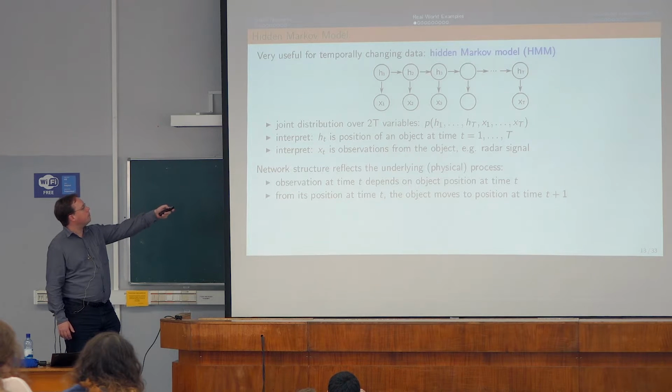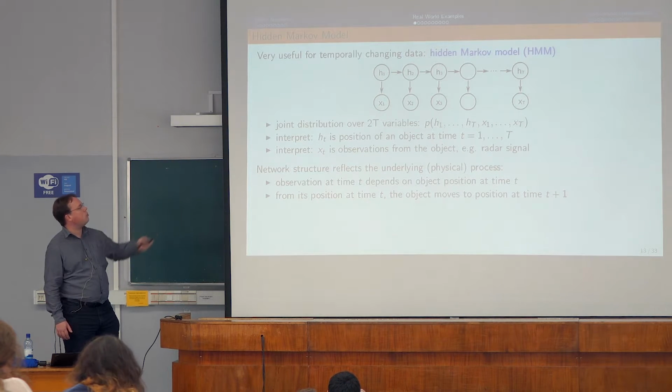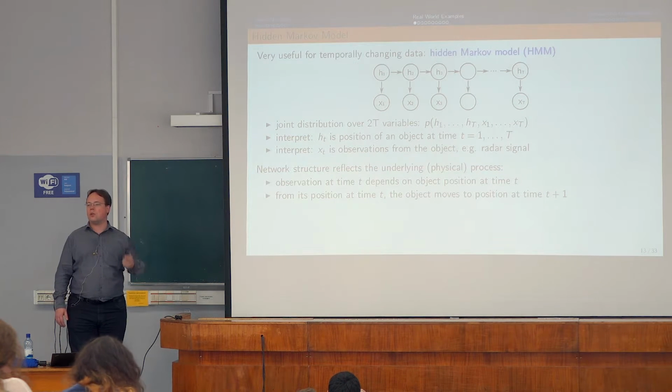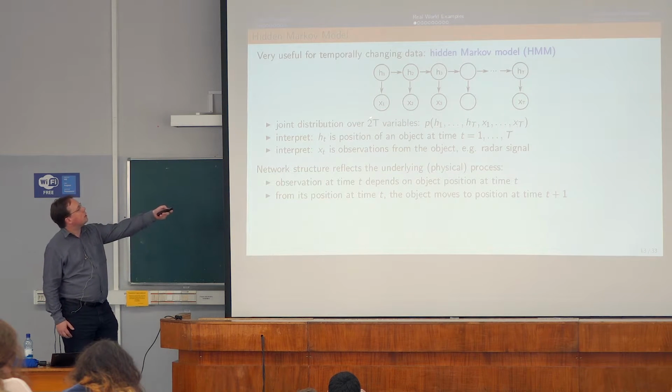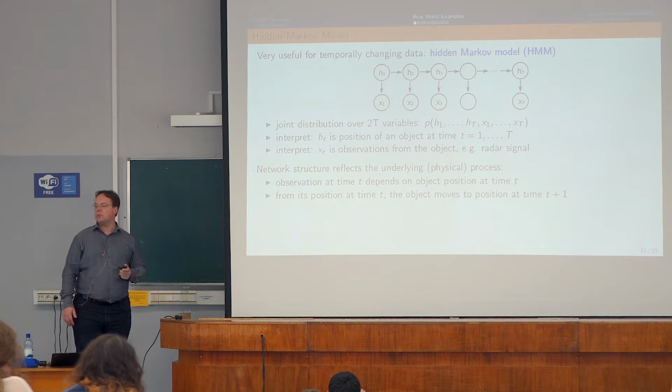So the network structure clearly shows you how these things interact. The observation at a certain point of time, well, light is very fast, so it only depends on the position of the object at that time. So the X variable at time t equals 2 only is directly dependent on the H variable at time 2.